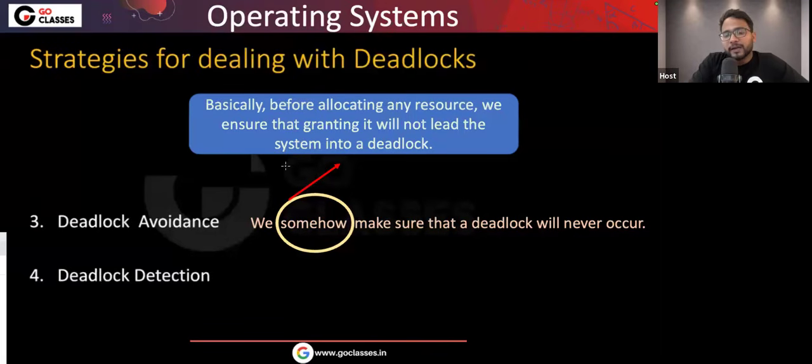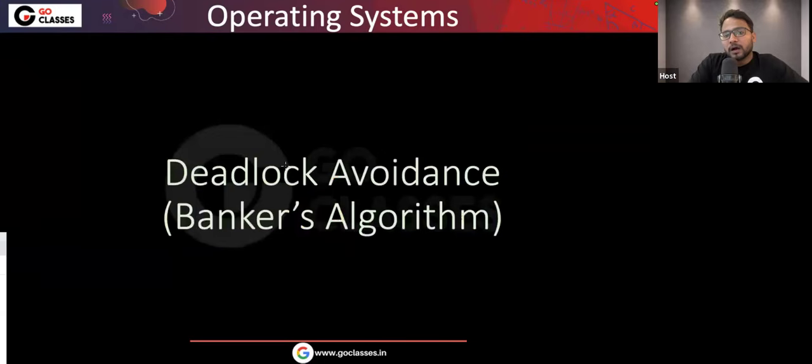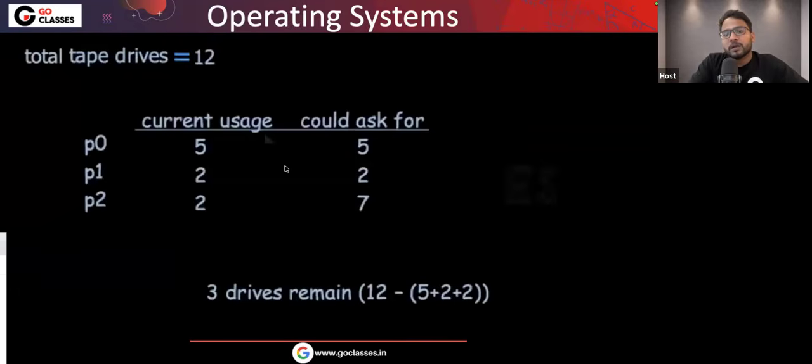So before granting any resource to any process, I need to make sure that आगे कुछ भी हो but इस request को fulfill करने से deadlock नहीं होगा. Okay, that's what deadlock avoidance is. Let's see how to do that. Deadlock avoidance comes with the algorithm called Banker's algorithm. Let's see this Banker's algorithm and then you will understand deadlock avoidance clearly. That's easy, don't worry, it's not that tough.